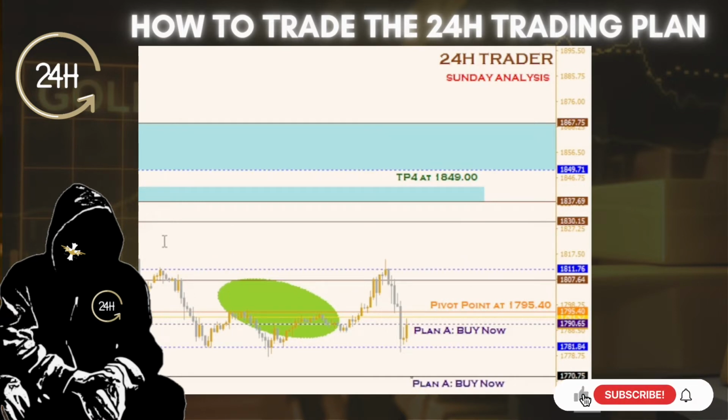But if you'd like to hold the trade for longer, put your take profit at the maximum take profit level. It will be around take profit 1, 2, 3, 4. It will be take profit 4 right here, at 1849.